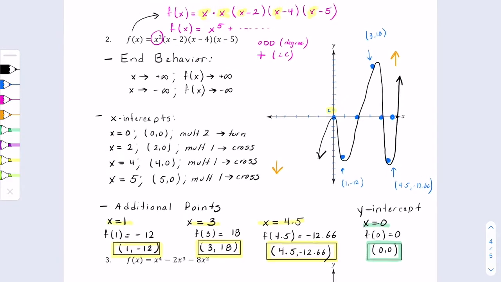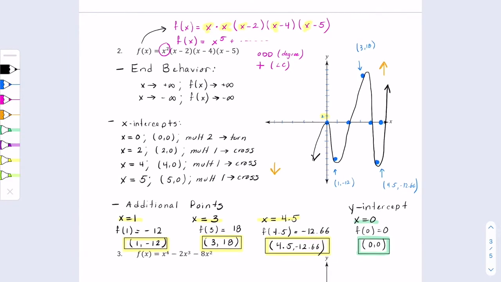Again, these are just sketches, so they do not have to be perfect. Mine are not perfect. Make sure you just hit all points. That's the most important thing. And label everything.